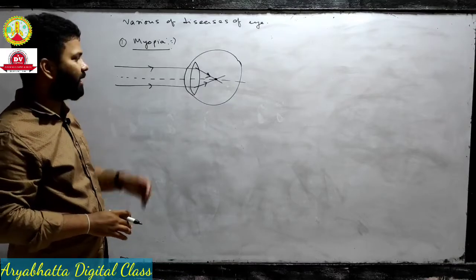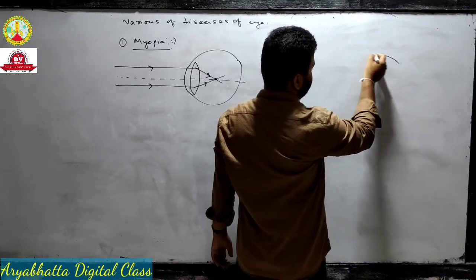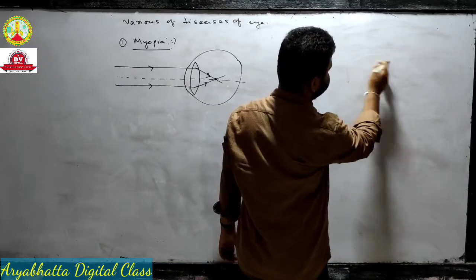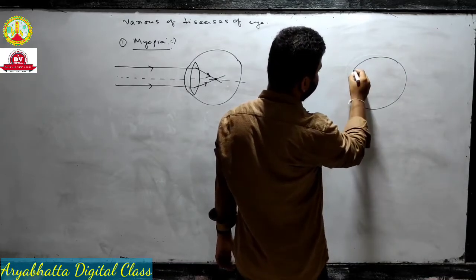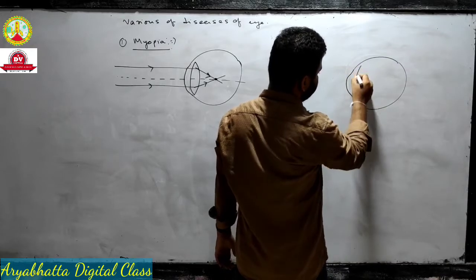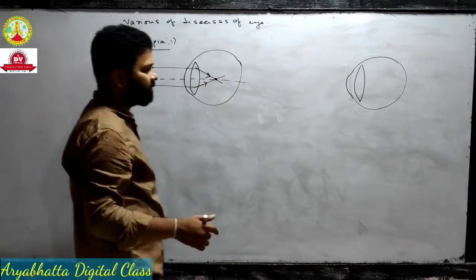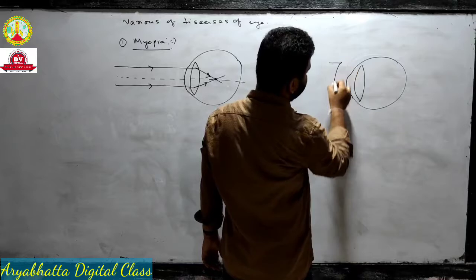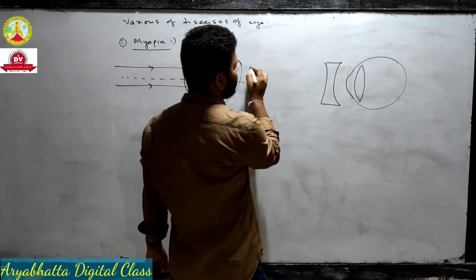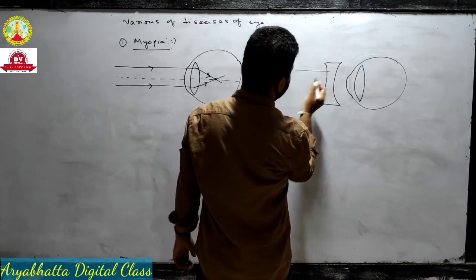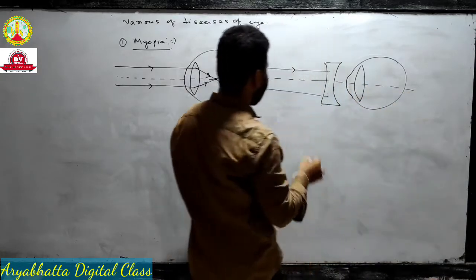Now the question is how it can be corrected, okay? So we will correct it by using a concave lens, okay? So this is the eye lens here. Our purpose is to form this image on the retina. So we will use here a concave lens. Which lens will be used in specs? Concave lens. So whatever light will travel from infinity, this is the axis. So what will happen?